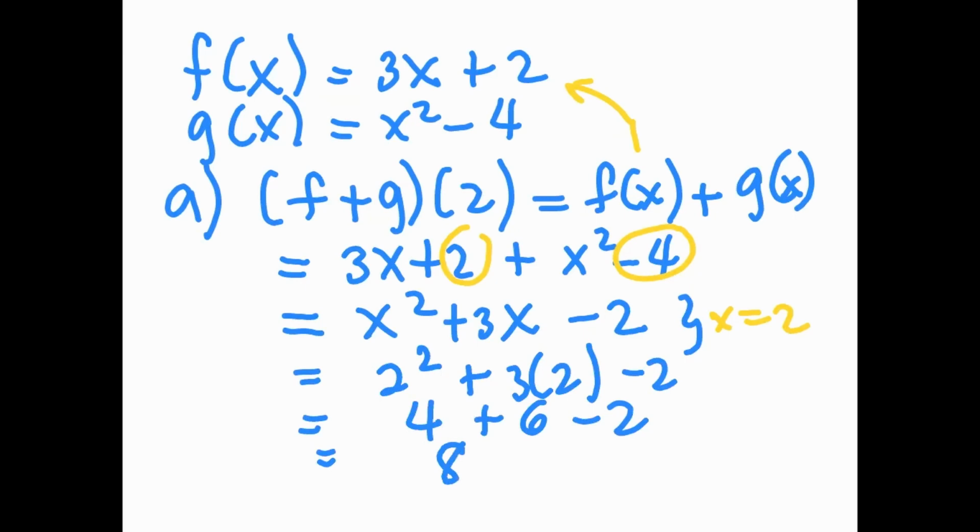So if you can remember, this is the same value when we evaluated the functions f and g separately. That is, when we had f of 2 added to g of 2, which was the first method that we had a while back.